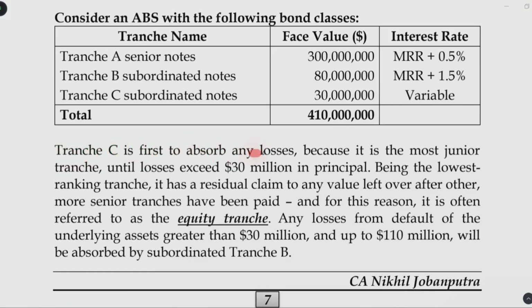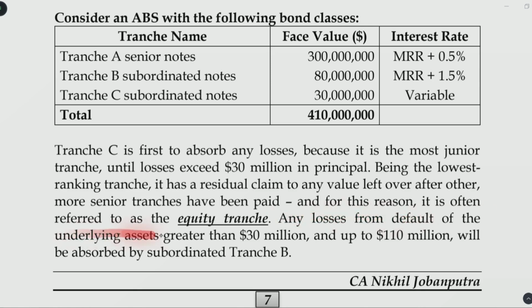Tranche C is the first to absorb any losses. That means tranche C is the most junior note. Because it is the most junior tranche, it absorbs losses up to $30 million in principal, and being the lowest ranking tranche, it has a residual claim to any leftover after the more senior tranches have been paid. For this reason, it is often referred to as the equity tranche. Now, the term equity represents ownership, right? But in case of subordination, the most subordinated kind of bond in this category, which is tranche C, is generally referred to as the equity tranche. So it is not equity, it is a fixed income security, but it follows the nature of equity because at the end, whatever is left over will be given to them.